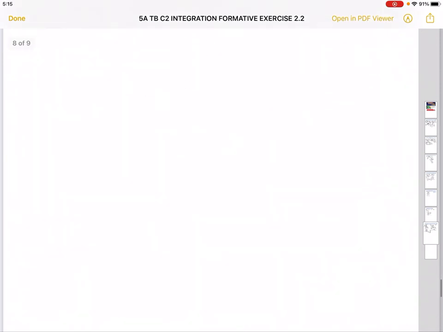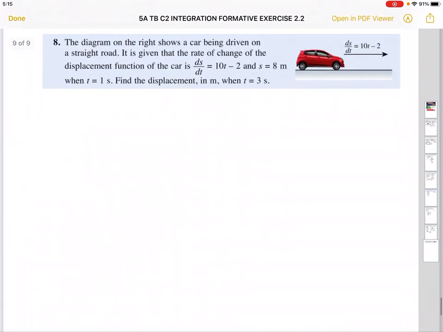Okay, this is involving the displacement function of a car. Now they say the rate of change ds dt is 5t minus 2. So you're supposed to find the displacement when t equals 3. It's about the same as what we've done, just that this is more application oriented, related to displacement. So you need to integrate this.